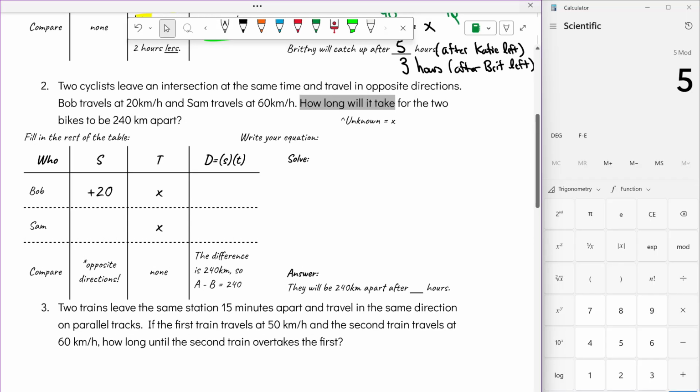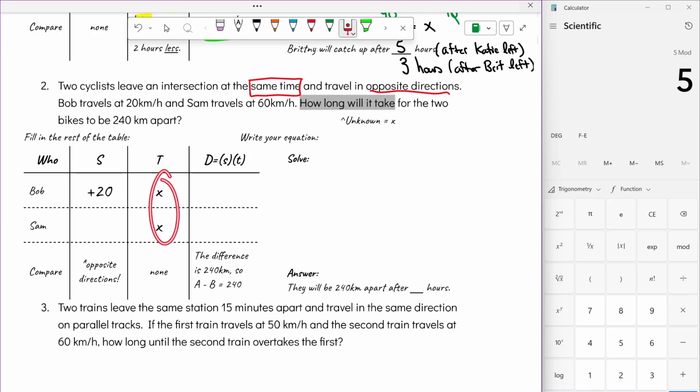Okay, in question 2, we have two cyclists leave an intersection at the same time and they travel in opposite directions. That's going to be important to us in just a moment. Bob is traveling at 20 kilometers per hour and Sam is traveling at 60 kilometers per hour. We want to know how long it will take for the two bikes to be 240 kilometers apart. Now, it doesn't say anything about the cyclists leaving at different times. In fact, it specifically tells us that they are leaving at the same time.